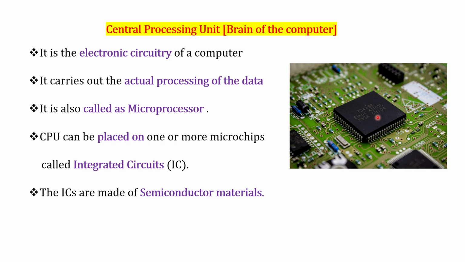The ICs are made up of semiconductor materials. The semiconductor materials are materials which allow the current to pass sometimes, and can also block the current from passing through. So that is the property of semiconductor materials. So the central processing unit is the brain of the computer, and it is the place where the actual processing of the data happens.